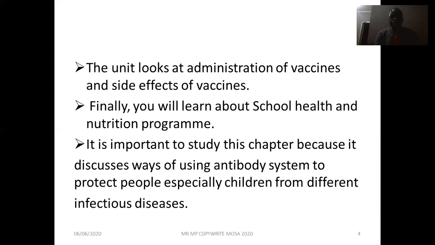So it is important to study this chapter because it discusses ways of using the antibody system to protect people, especially children, from different infectious diseases. This unit is quite important and very significant, because it is going to equip us with knowledge of how best we can prevent these children from various infectious diseases.